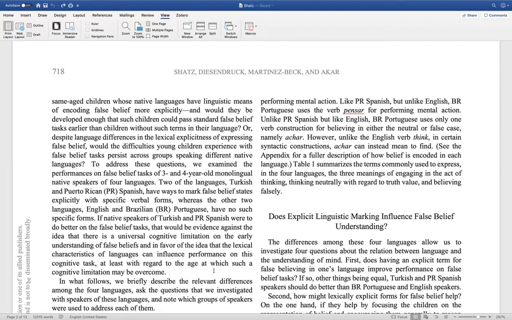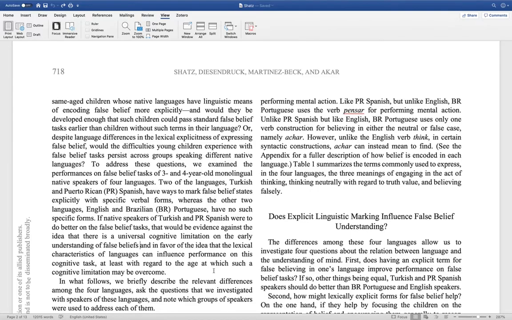Or, despite language differences in the lexical explicitness or expressing false belief, would the difficulties young children experience with false belief tasks persist across groups speaking different native languages? That's an important question. Maybe they're saying, hey, maybe this has nothing to do with the languages they use. Maybe it's just developmental. To address these questions, we examine the performance on false belief tasks of 3 and 4-year-old monolingual native speakers. That just means only one language of 4 languages. We've seen this. It's going to be Turkish and Puerto Rican Spanish. It's going to be versus Brazilian and English.